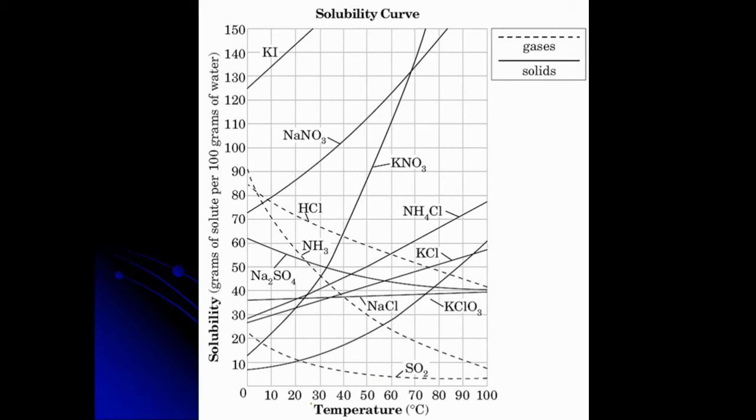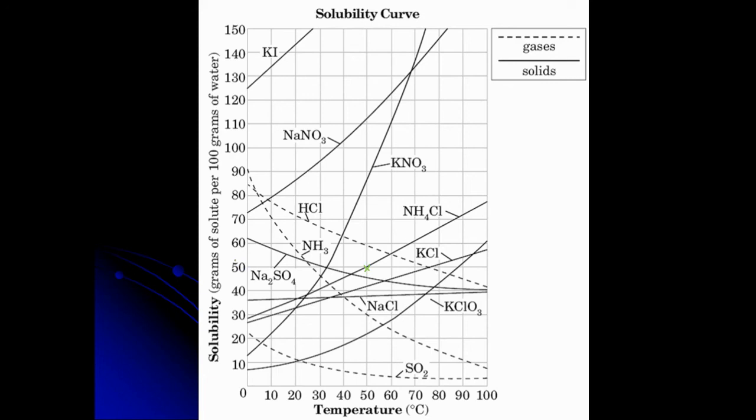In this case, again, it's given us the 50 degrees Celsius. So we want to find that temperature and follow that 50 degrees up to the ammonium chloride line. I'm going to draw a little X there where it crosses the line. This time it crosses right at that 50-gram line. So 50 grams of ammonium chloride would dissolve in 100 grams of water at 50 degrees Celsius.